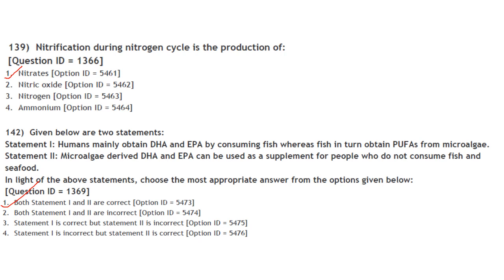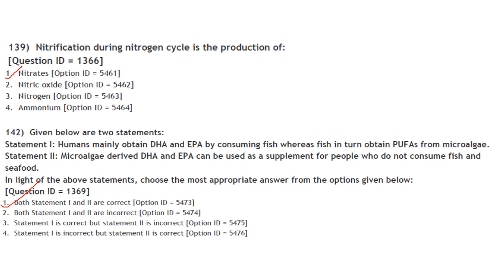Coming to the next question. Nitrification during nitrogen cycle is the production of. So nitrification is a microbial process by which reduced nitrogen compounds, that is ammonia, are sequentially oxidized to nitrite and then nitrate. So answer is option 1, nitrates.